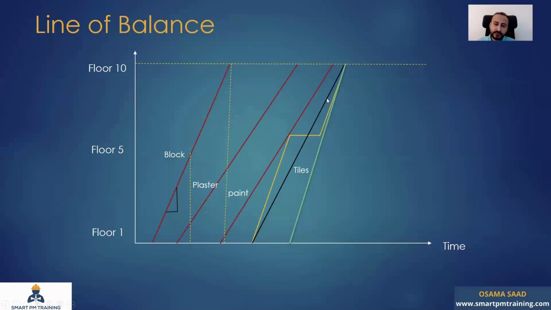Okay. So if you see here the productivity rate for the tiles line, it's different from the paint. I think it's steeper, but it's still reasonable. So if I'm gonna take 10 days for paint, I'm gonna take maybe 8 days for tiles, but not 3 days. So it will not clash with me.